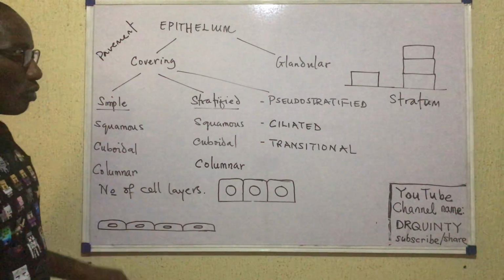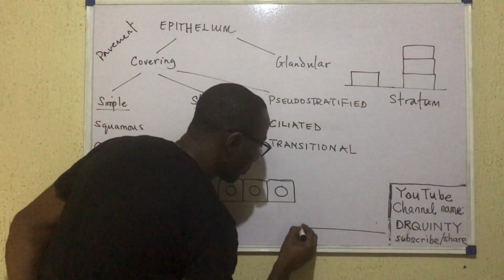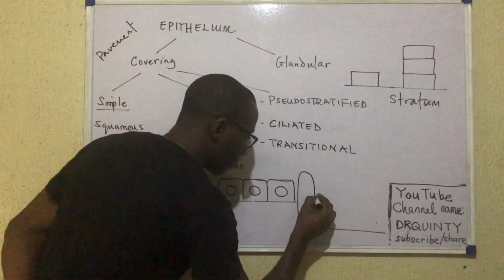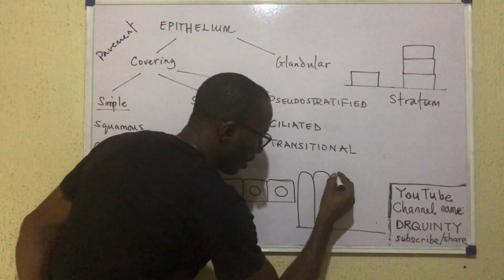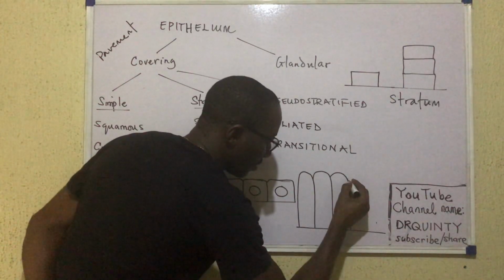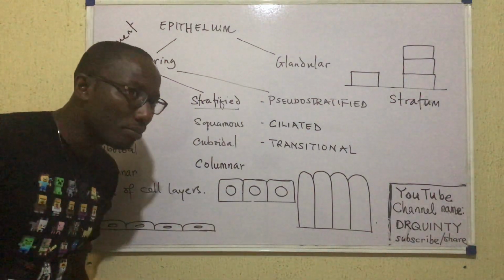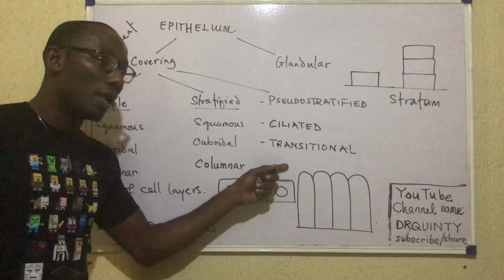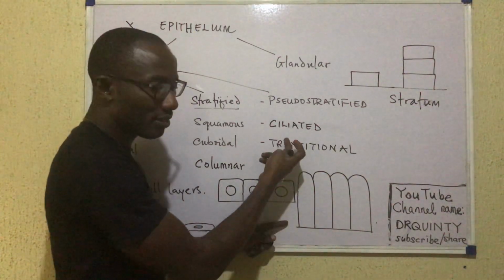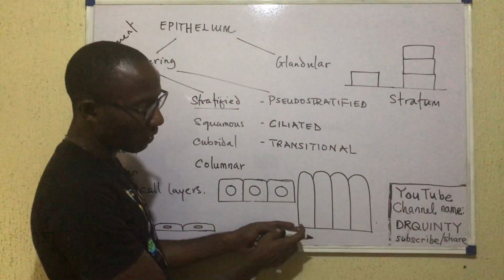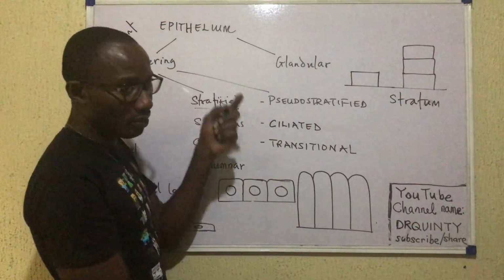Then for the third one, which is columnar epithelium. Columnar epithelium would be something like this. Now, if you compare this to the other two that we've seen, you realize that for columnar epithelium, the cells are taller than they are wide. In other words, their height is way greater than what now? Their width. So they're not wide, they're just tall. They are like columns, as it were.